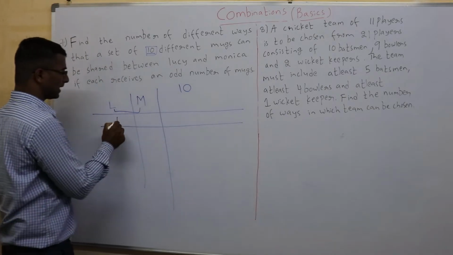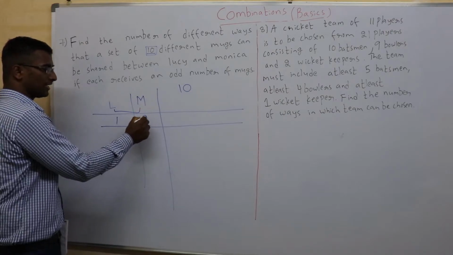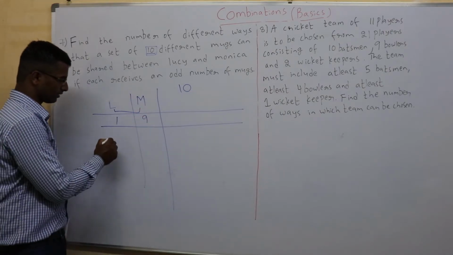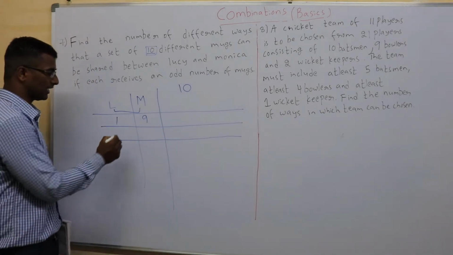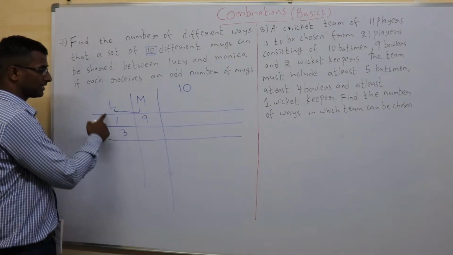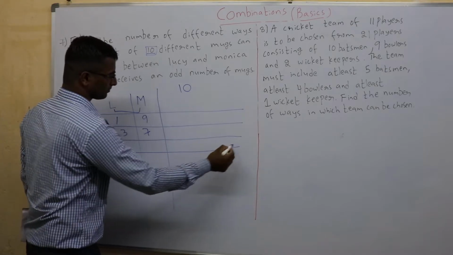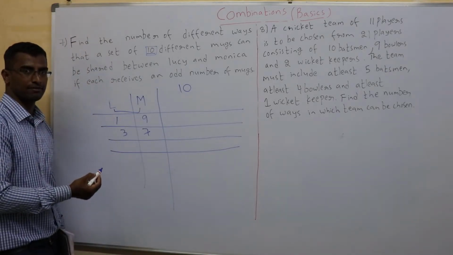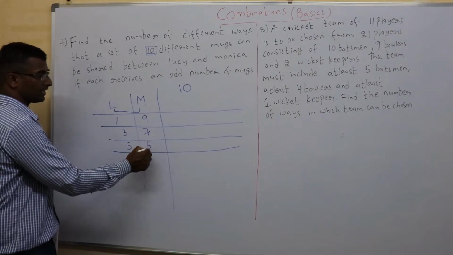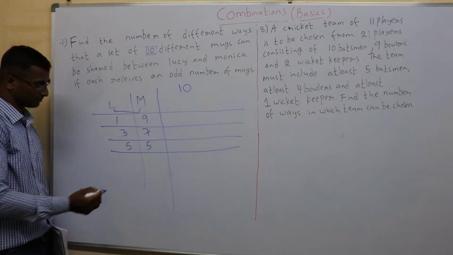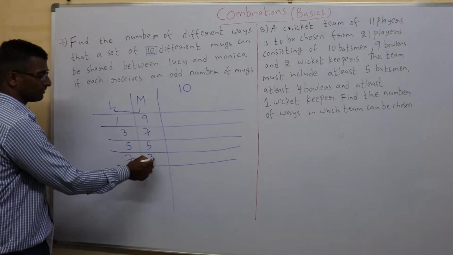So if I give one mug to Lucy, from the 10, one is gone, so Monica will receive 9 mugs. Next, I cannot select 2 because 2 is even, so next, number 3. If 3 is given to Lucy, 7 will be given to Monica. Next, I cannot place 4 because it is even, so the next is number 5. If 5 mugs are given to Lucy, the other 5 left out will be given to Monica. Next, if 7 mugs are given to Lucy, 3 mugs will be given to Monica.